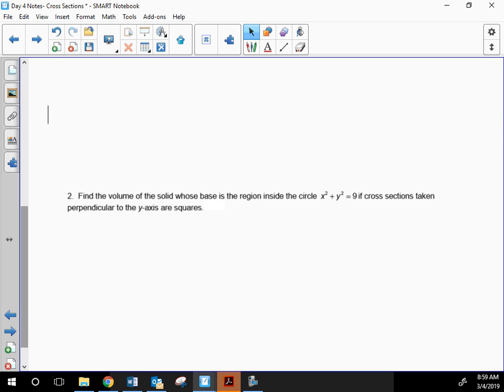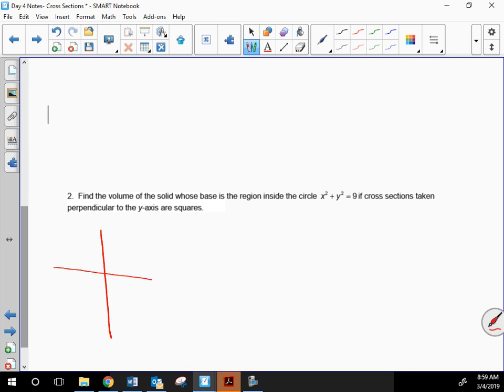It says, find the volume of the solid whose base is the region inside the circle if cross-sections taken perpendicular to the x-axis are squares. Oh, how convenient. I have a circle base here. I didn't even think of that. That's awesome. Okay, so let's go ahead and draw our region.